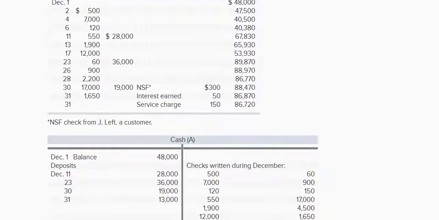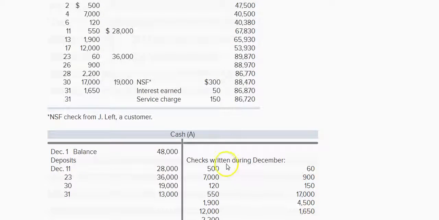Okay, so according to our records, we wrote a check for $500. It was cashed by the bank. Check for $7,000, cashed by the bank.